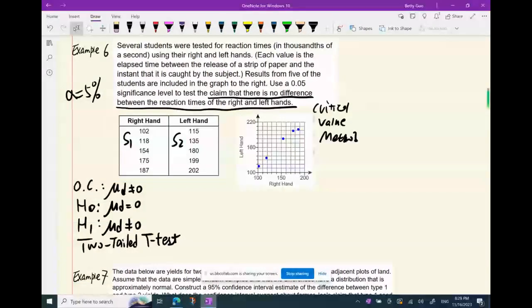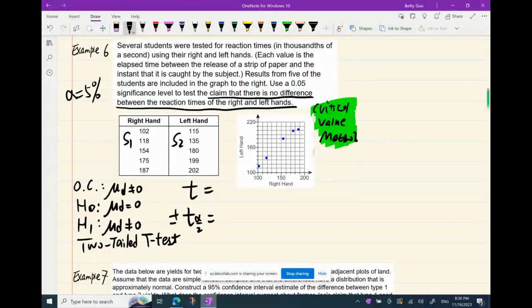Well, if we use critical value method to test the claim, we would have to know two things. The first thing is the test statistic t, and the other is the critical values. Okay, yeah. So let's do one at a time. Let's find the critical values first.